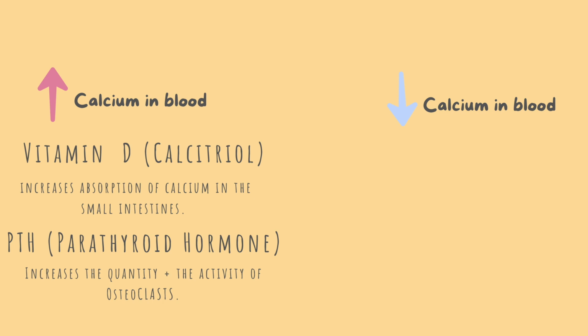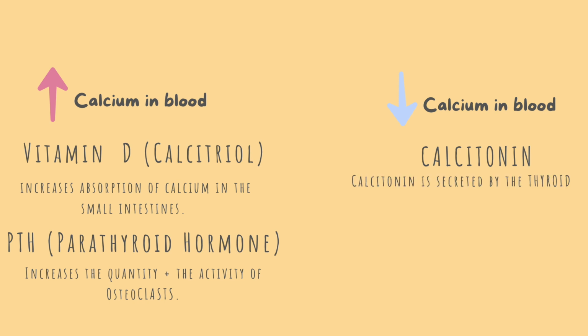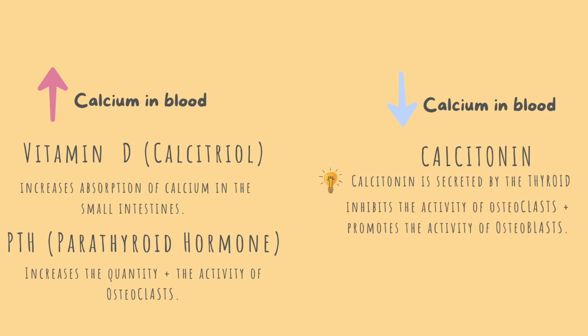Now, which hormone decreases calcium in the blood? Calcitonin, right. Calcitonin is secreted by the thyroid. It inhibits the activity of osteoclasts and it promotes the activity of osteoblasts. So vitamin D and PTH both have the ability of increasing blood calcium levels, and calcitonin decreases blood calcium levels.